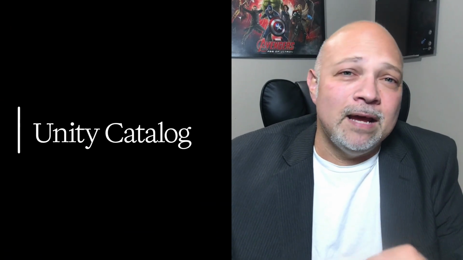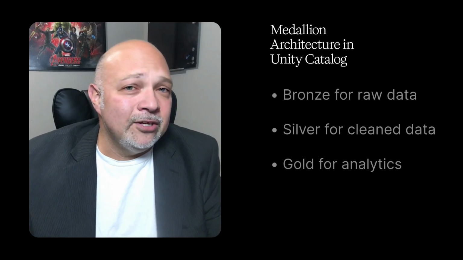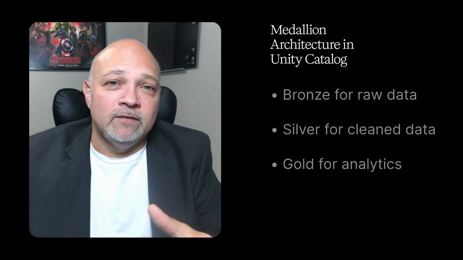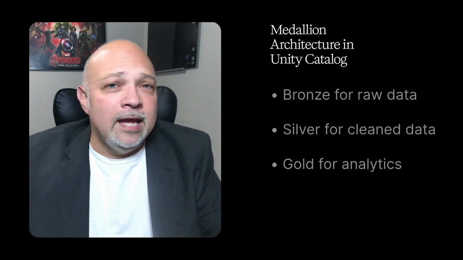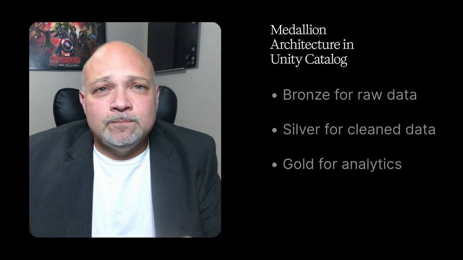A Hive Metastore is like the card catalog of a library. Hive Metastore was one flat database per workspace, which was fine for some small setups, but entirely painful for collaboration and for enterprise environments. Unity Catalog changes that by letting you mirror the Medallion architecture directly in your governance model. Bronze for raw, silver for cleaned, and gold for your analytics.